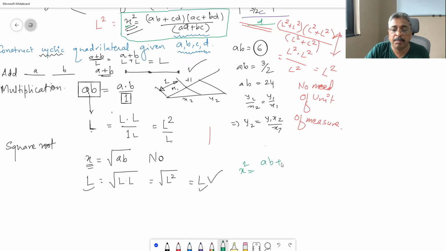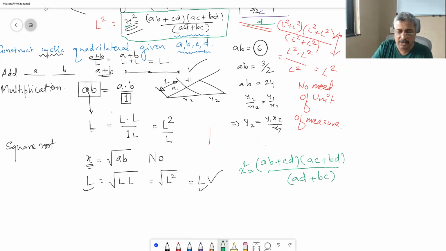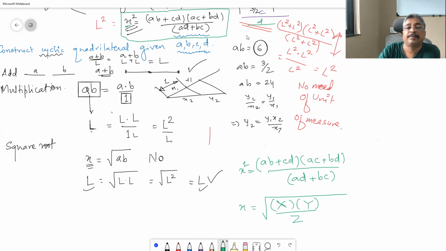is equal to (AB plus CD) into (AC plus BD) upon (AD plus BC), right? So we want x square, so eventually we want x, we don't want x square, we want x, therefore this is going to be the radical of all this. Yes. Now I will call this first bracket as capital X, second bracket as capital Y, and denominator bracket as capital Z. Okay, let us see if we can get capital X.